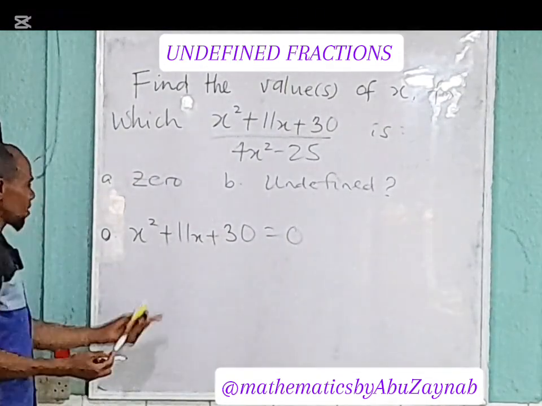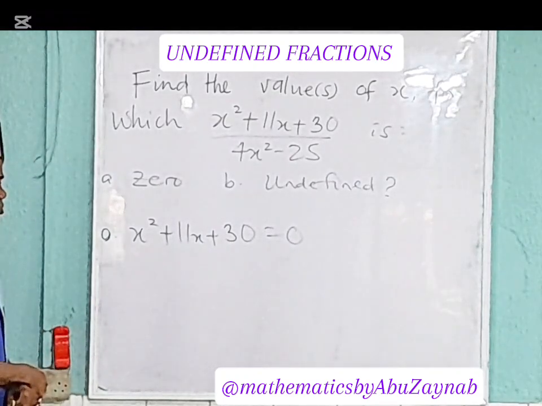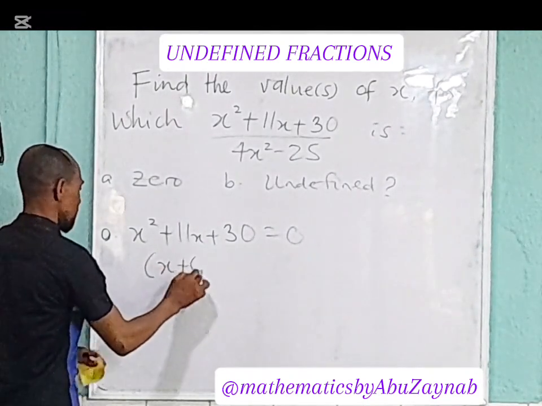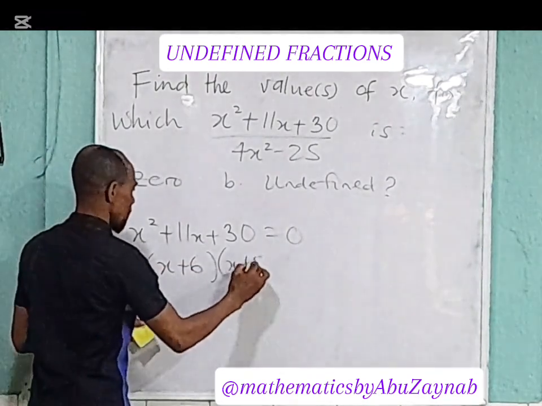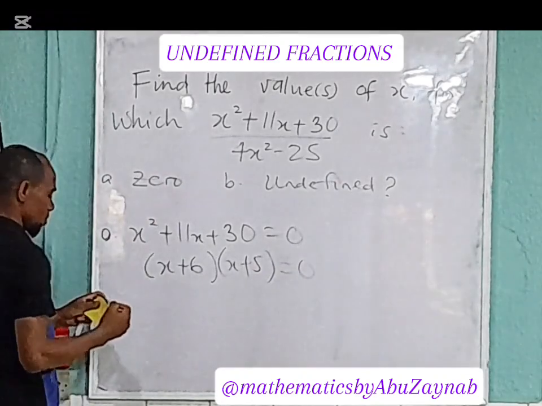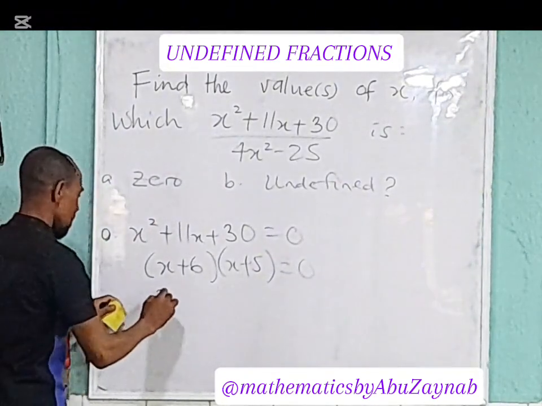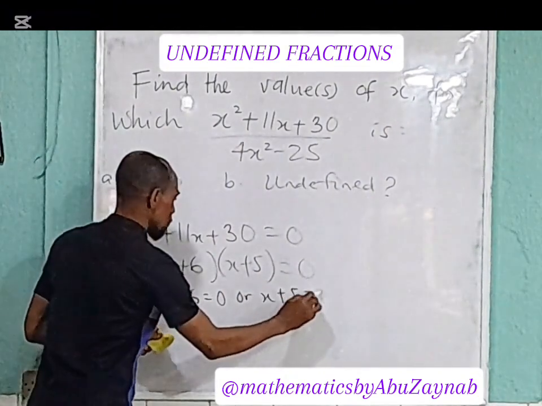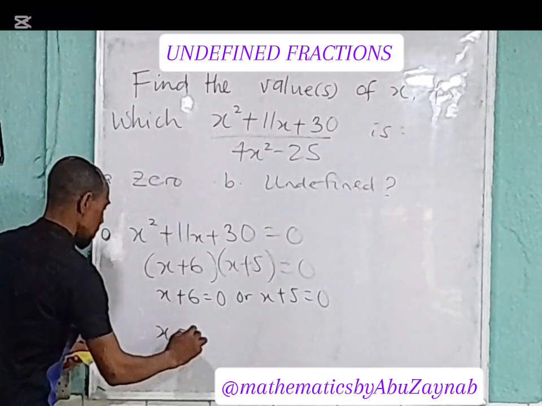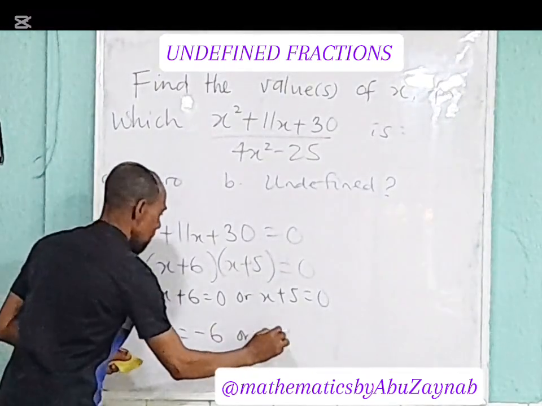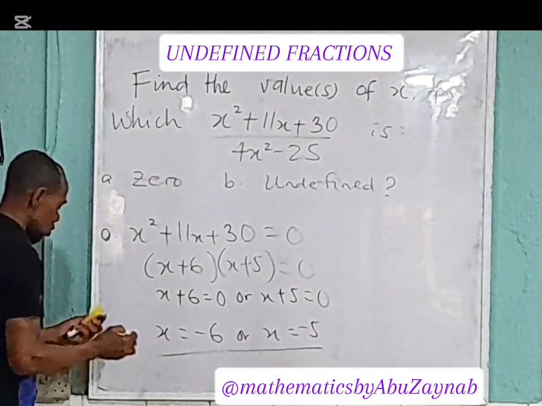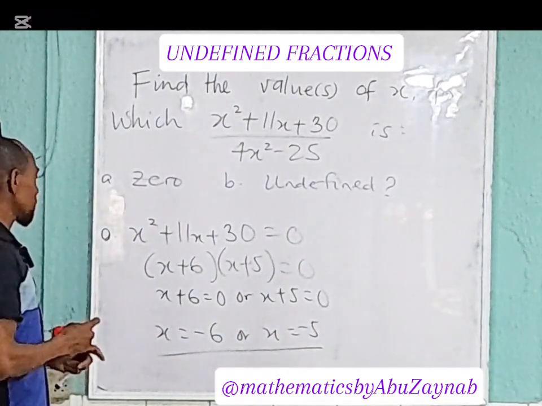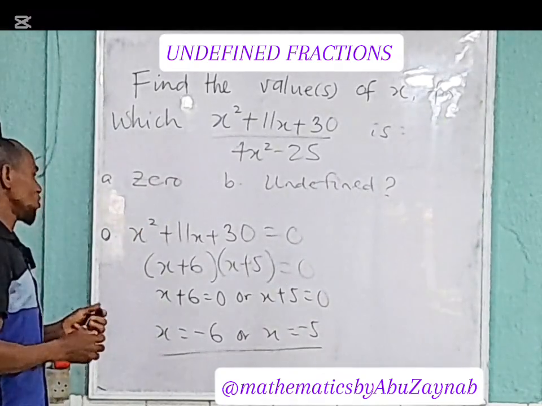Interestingly, we are looking at a quadratic, so we have to factorize. That is (x plus 6)(x plus 5) equals 0. If that's the case, that means x plus 6 is 0, or x plus 5 is also 0, leading us to x being either minus 6 or minus 5. Hence, in conclusion, x being minus 6 or minus 5 will render this fraction to be 0.